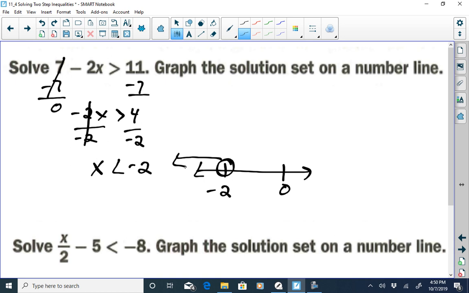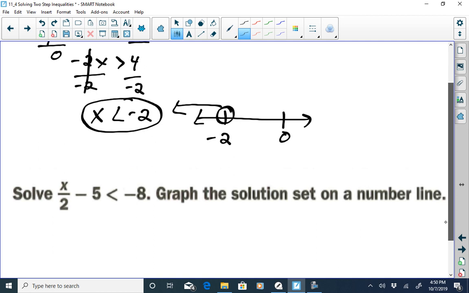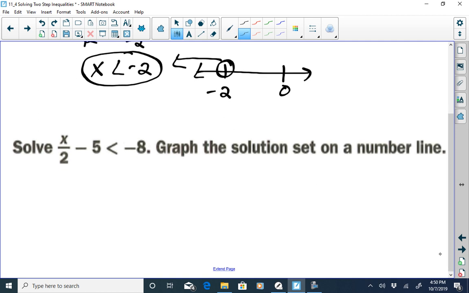So I'm going to try something in my solution set, see if it works. So something less than -2, I'm going to try -3. If I replace x with -3, let's see what happens. I get 7 minus 2 times -3. Well, 2 times -3 is -6. Well, what's 7 minus -6? Well, when we add the opposite, that becomes 7 plus 6, which is 13. Is 13 greater than 11? Yes, it is. So here's my solution, and there's the graph of my solution. But you want to check those solutions to make sure that your inequality makes sense.